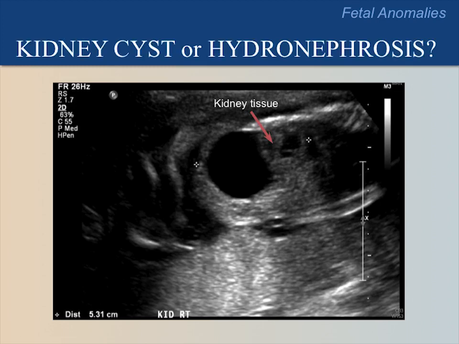The answer is that this could either be a kidney cyst or it could be hydronephrosis that is chronic with a loss of the pyramids and ridges. Notice the normal kidney tissue that is present.